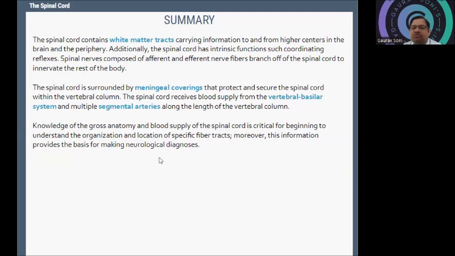This particular knowledge will be critical to understand the basics of the organization and location of specific fiber tracts, so we can make some neurological diagnosis. After this, a lecture will be uploaded for the tracts.